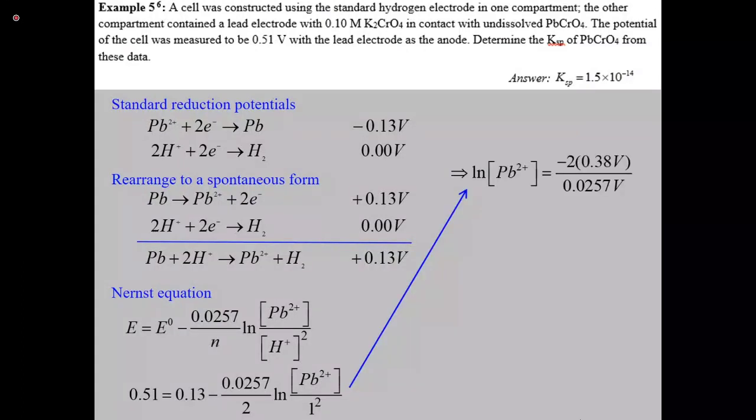So natural log of lead is equal to this stuff on the right, which is, after doing some algebra here, what's on the left ends up on the right. And that ends up being minus 29.57. So we take the exponential of both sides. We end up with the lead concentration being 1.4 times 10 to the minus 13 molar.